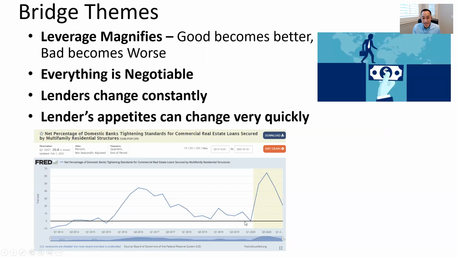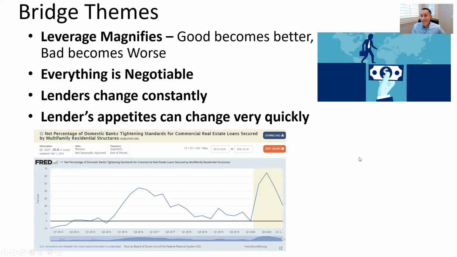If you go back and look, in 2019, 2020, there really wasn't that much tightening of the banks. But then, boom, COVID hit, and basically all your recourse bank lenders, all your non-recourse bridge lenders, you couldn't find any of them. They were all gone. They had tightened significantly, and so their appetites can change very quickly. And if you are under contract at that time and they disappear, guess what?